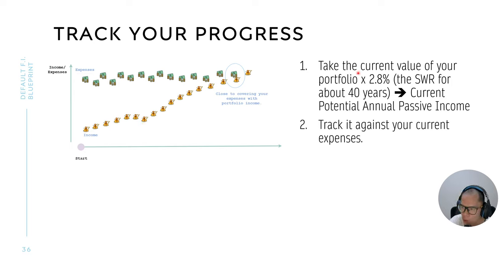So say for example, let's say Karen has managed to accumulate $40,000. She can take $40,000 times 2.8%. That's taken from the safe withdrawal rate table, right? And it gives you an idea that $40,000 times 2.8% is a kind of annual passive income, right? That will last for that 35 years or 40 years period, right? And definitely that amount is going to be quite low lah.